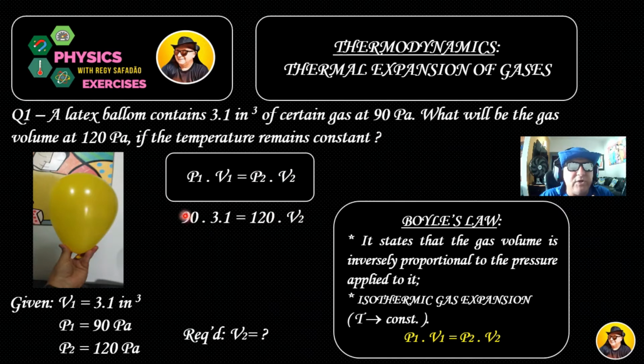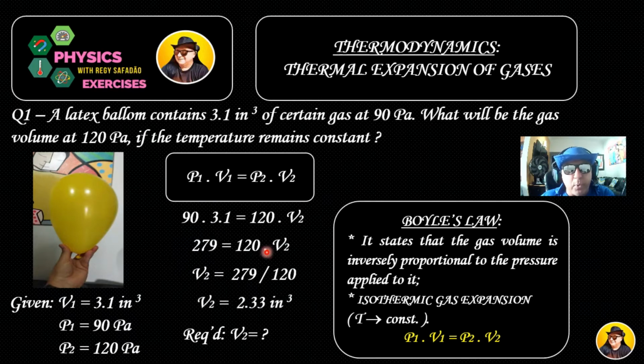So let's do these calculations. 90 times 3.1 is 279. And now I want to find V2, so I'm going to rotate the equation. And while I do this, I already do the division, because 120 is multiplying, so I can move it to the other side of the equation. So V2 is 279 divided by 120. So V2 is 2.33 cubic inches, all right?